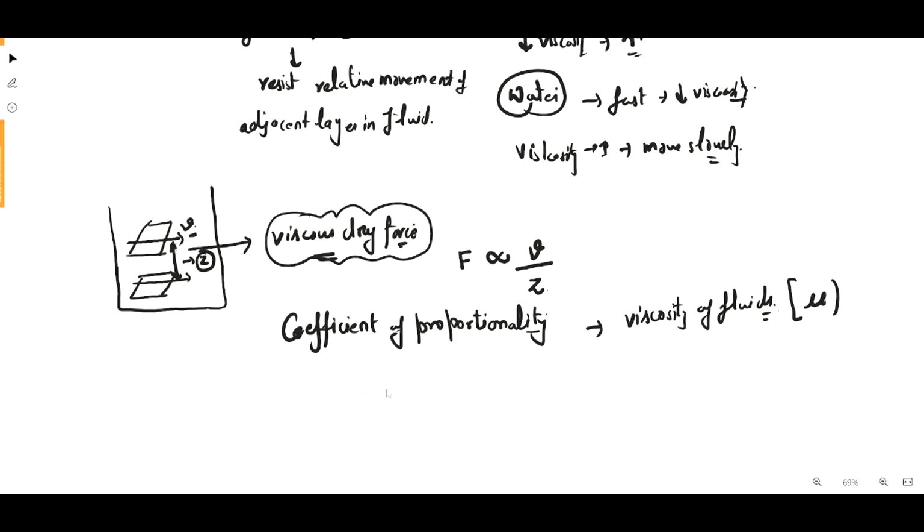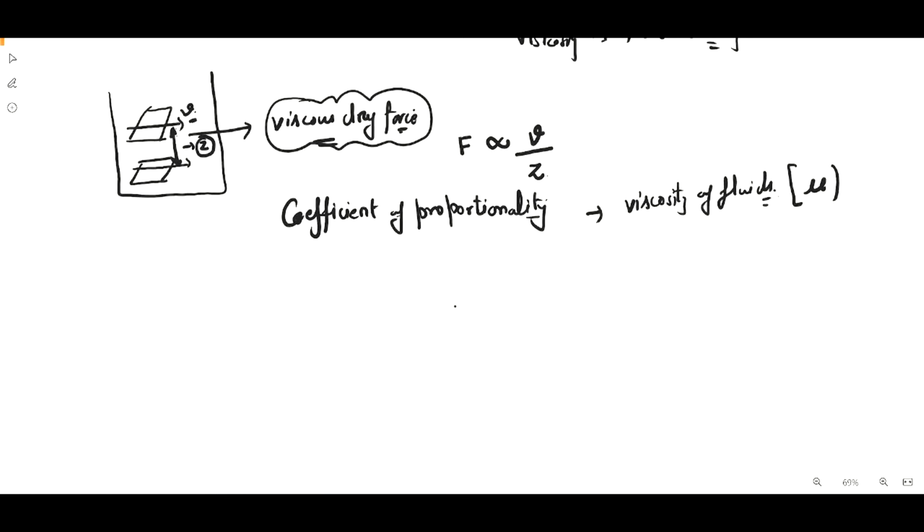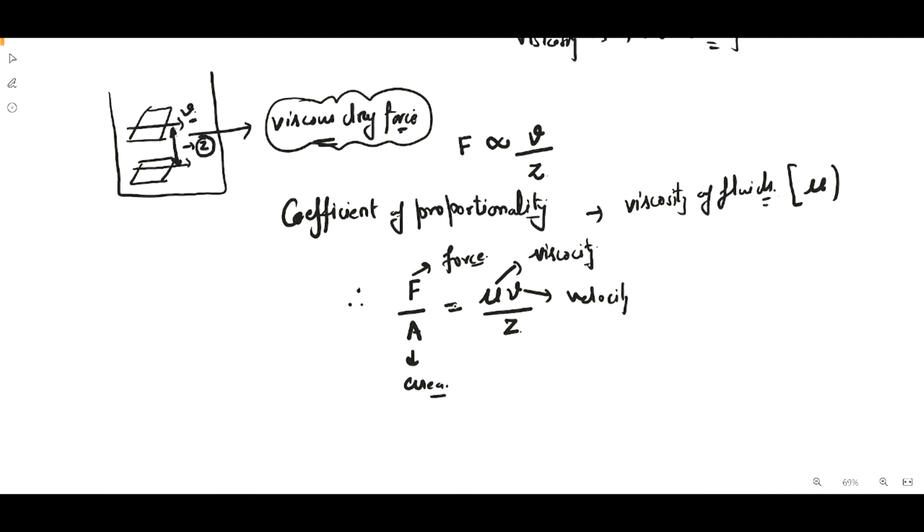So if we talk about the equation or formula for viscosity, the force over a particular area, F by A, is equal to mu times v divided by z. Here F is the force which is applied, A is the area over which the force is applied, mu is the fluid viscosity, v is the velocity, and z is the distance between the two elements.